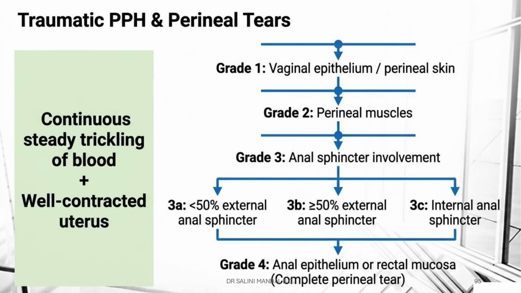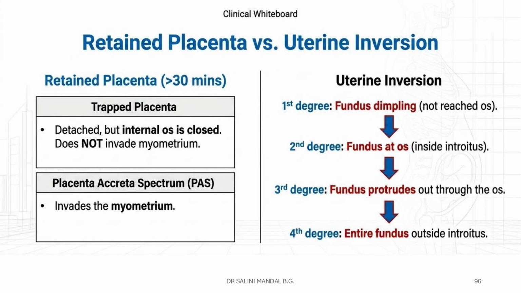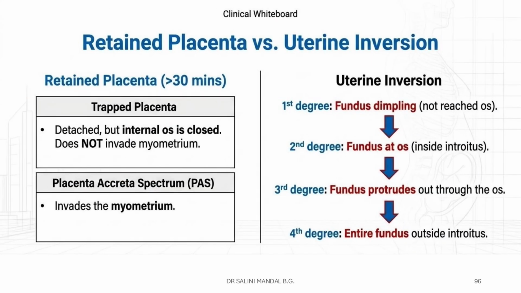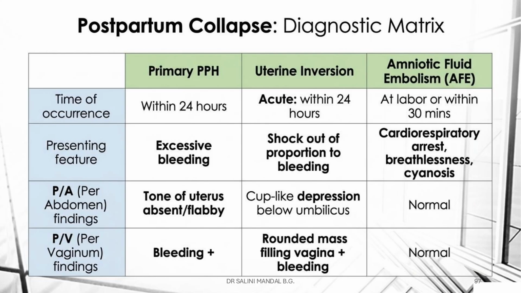Okay, next is a little bit about PPH. So primary PPH we have, and along with that we will learn a little about uterine inversion also. Talking about PPH, primary PPH occurs within 24 hours. Excessive bleeding will be there, and the most common cause is atonic uterus. The tone of the uterus is absent and flabby, and vaginal bleeding will be there.